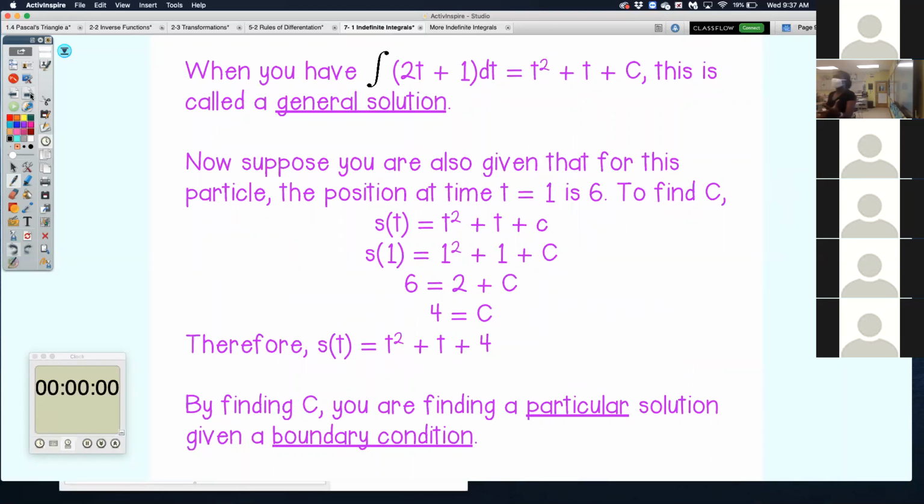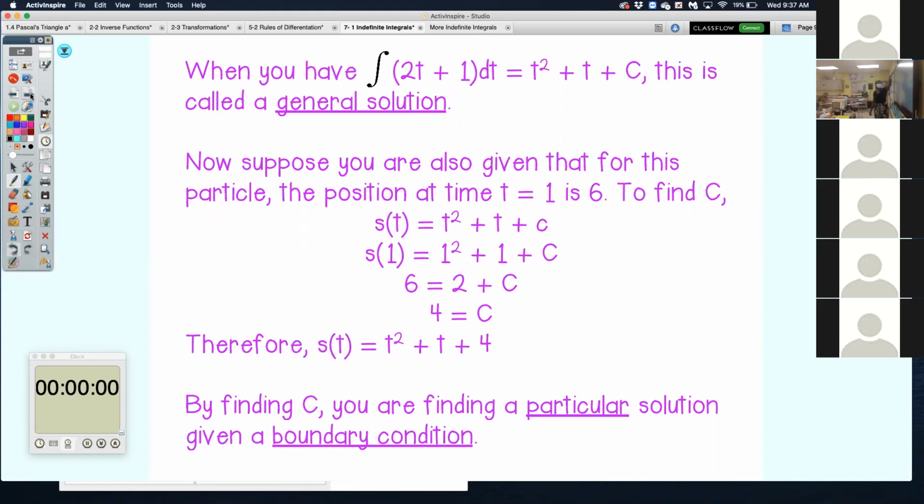So we can take this and basically know that we're finding a general solution. Anytime you have a plus c, that's known as a general solution. The c does matter when you're given other pieces of information. Up to this point, you've just been practicing how to find the indefinite integral. But now you can find a particular solution when you're given a boundary condition.